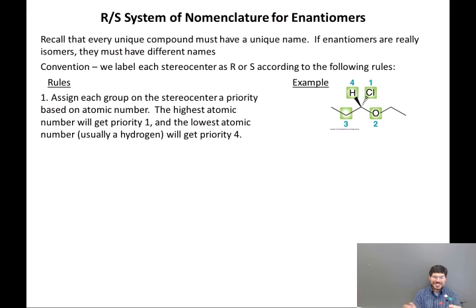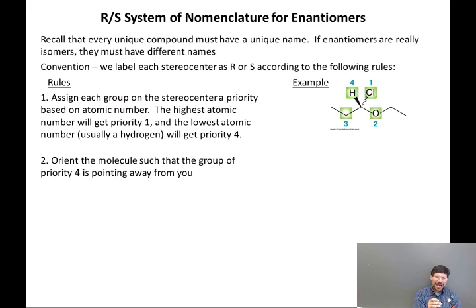Chlorine has the highest atomic number, so it gets priority 1. I'll hold it this way so this is pointing away from you. The oxygen is next highest atomic number, so it gets priority 2. Then comes the carbon, which gets priority 3. And finally, the hydrogen has the lowest atomic number, so it gets priority 4.